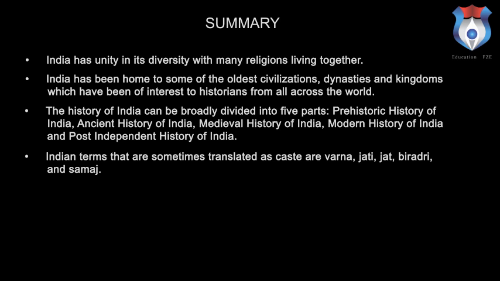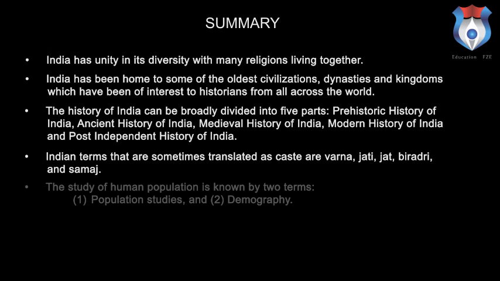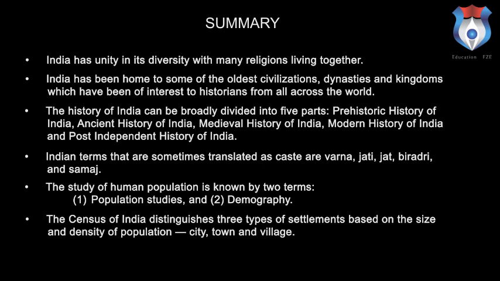Indian terms that are sometimes translated as caste are Varna, Jati, Jat, Biradri and Samaj. The study of human population is known by 2 terms: population studies and demography. The census of India distinguishes 3 types of settlements based on the size and density of population: city, town and village.